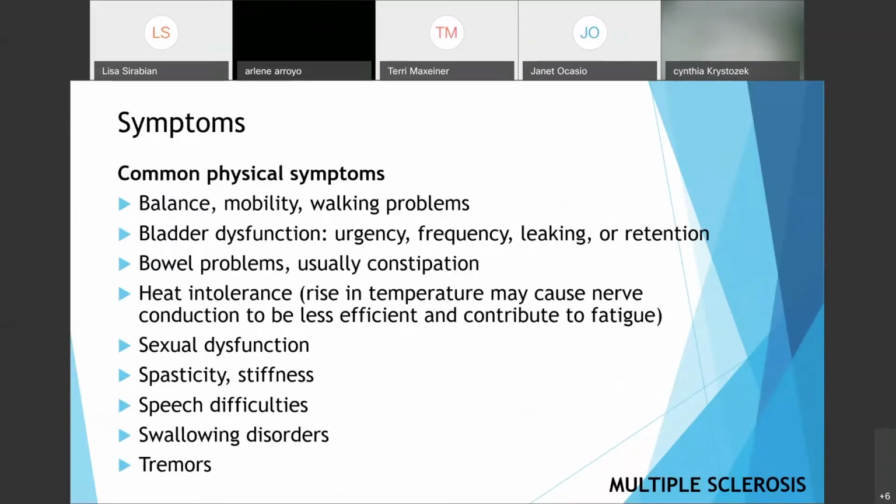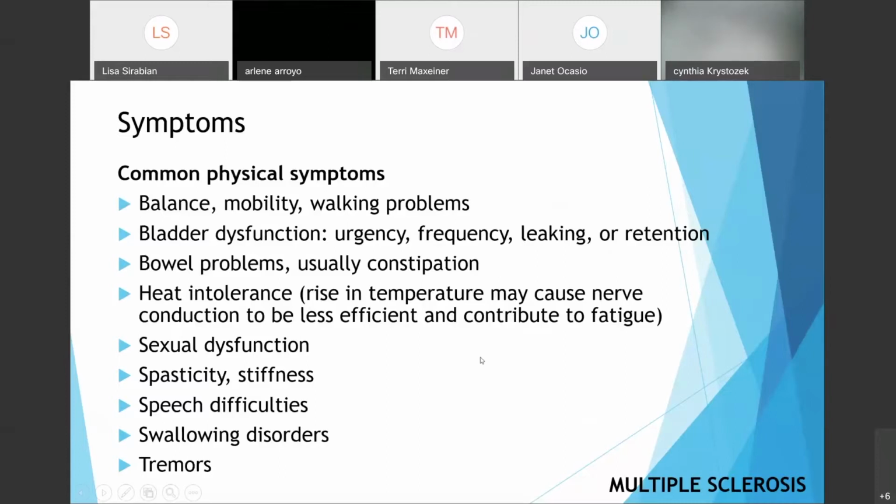Okay, some common physical symptoms. There are many, many symptoms, with three slides of them. These are physical symptoms: balance, mobility, walking problems, bladder dysfunction, bowel problems. Heat intolerance is something kind of unique to this disease. They really have trouble with heat, and it can actually cause a pseudo-exacerbation like we just saw on the previous slide. Also sexual dysfunction, spasticity or stiffness, speech difficulties, swallowing disorders, and tremors.